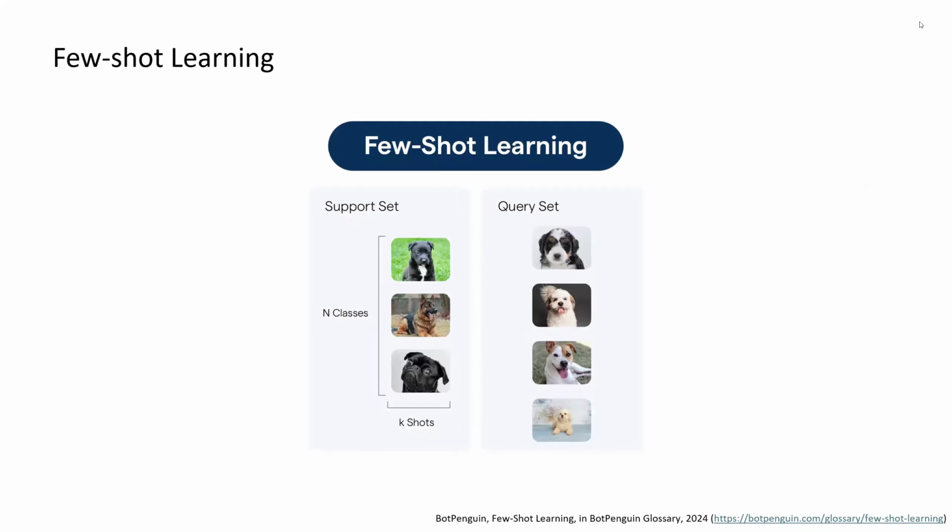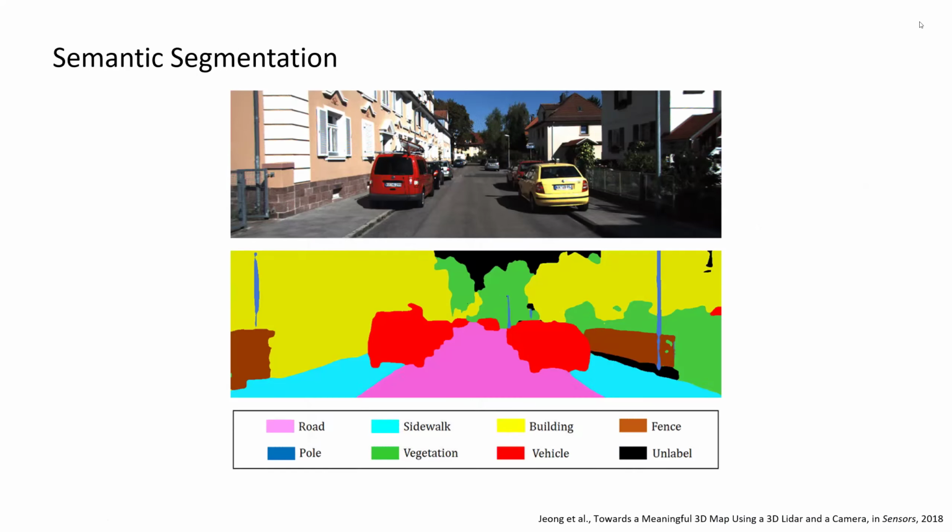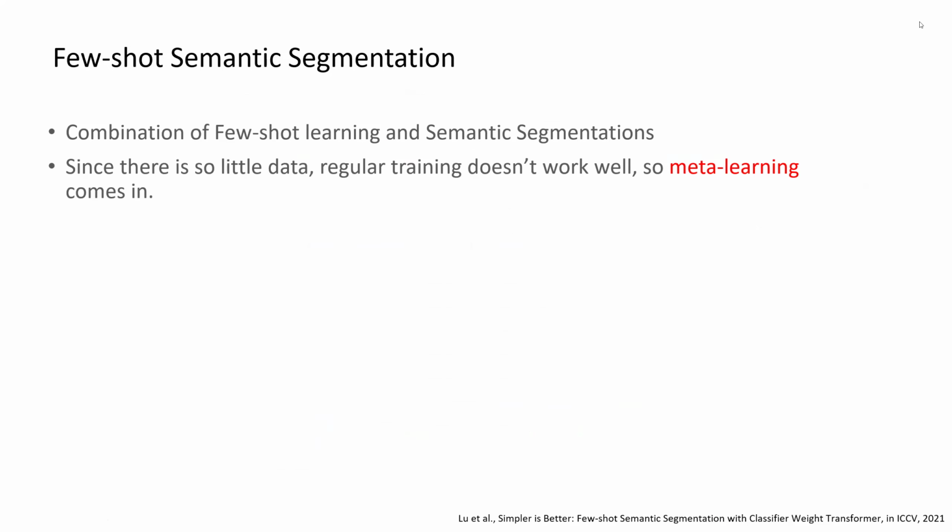First, I want to tell you some basics. Few-shot learning is about learning new classes from just a few training examples, like 1 or 5 images. Semantic segmentation, on the other hand, means labeling every pixel in an image. When you put these two together, few-shot semantic segmentation tries to find and segment new objects in a query image using just a few labeled support images.